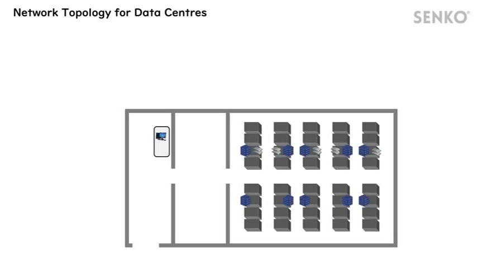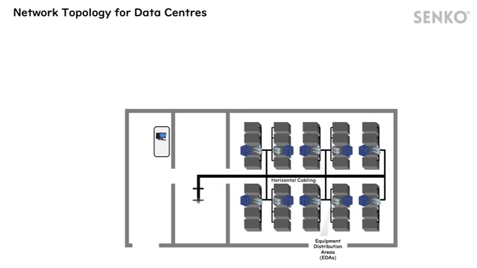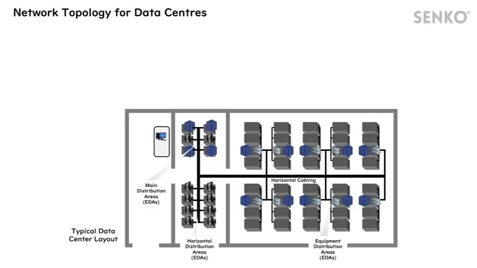Equipment such as servers are mounted in racks that are housed in the equipment distribution area and are then consolidated to leaf switches. The leaf switches are then connected through horizontal cabling to spine switches in the horizontal distribution area, which in turn connect back to routers in the main distribution area.